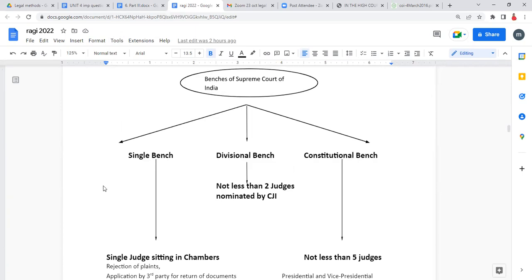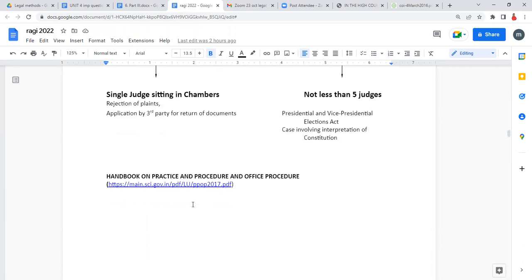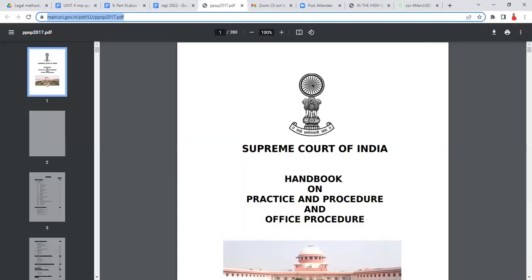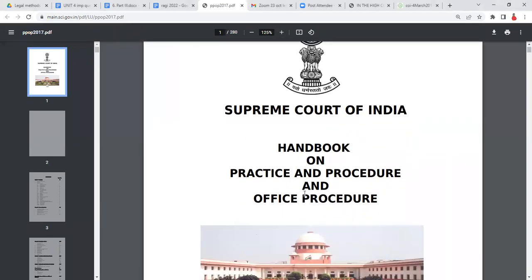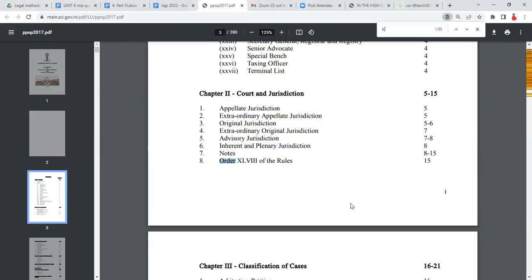When we talk about high courts and the Supreme Court, there are these benches that we see, and you will get the details relating to benches in this document. You can save this link as well. It provides certain details relating to how the Supreme Court functions. This is the handbook on practice and procedure and office procedure. It tells us about benches as well.